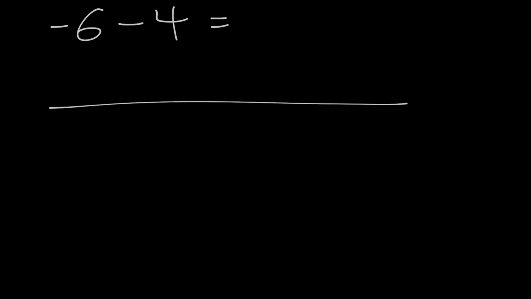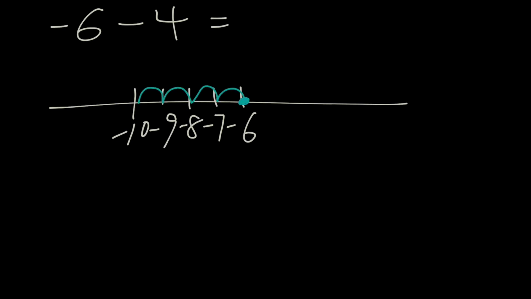Let's try another example of a negative number minusing another number. I have here -6 minus 4 equals. Your starting point is -6, and you're going 1, 2, 3, 4. So this is -7, -8, -9, -10. So you go -6, 1, 2, 3, 4. And your final answer is -10.